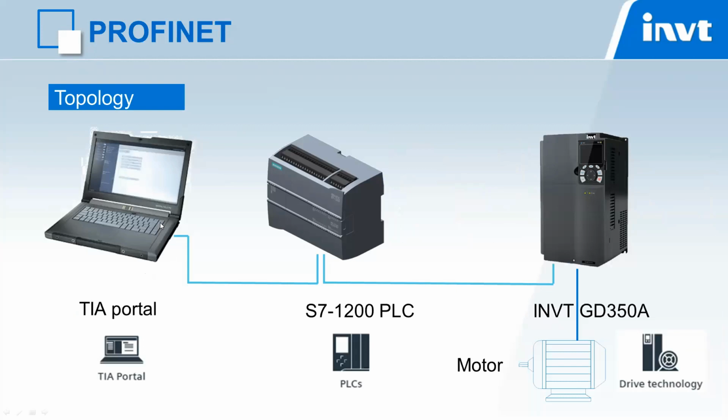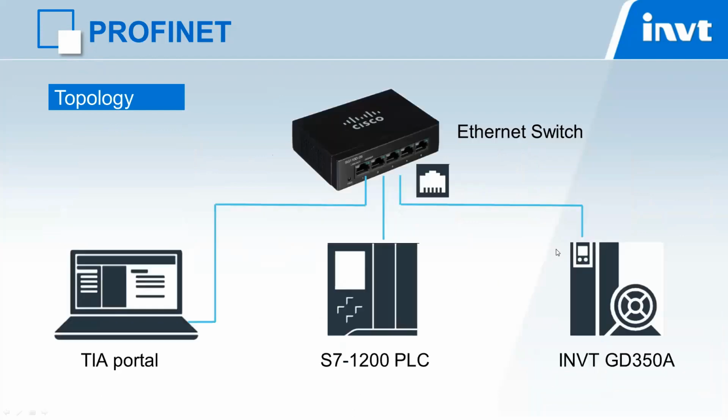This page is the topology. First, this is the linear topology. We connect the computer to the Siemens PLC, and the PLC connects to the inverter. We can also use another topology: the computer, PLC, and drives all connect to an Ethernet switch.